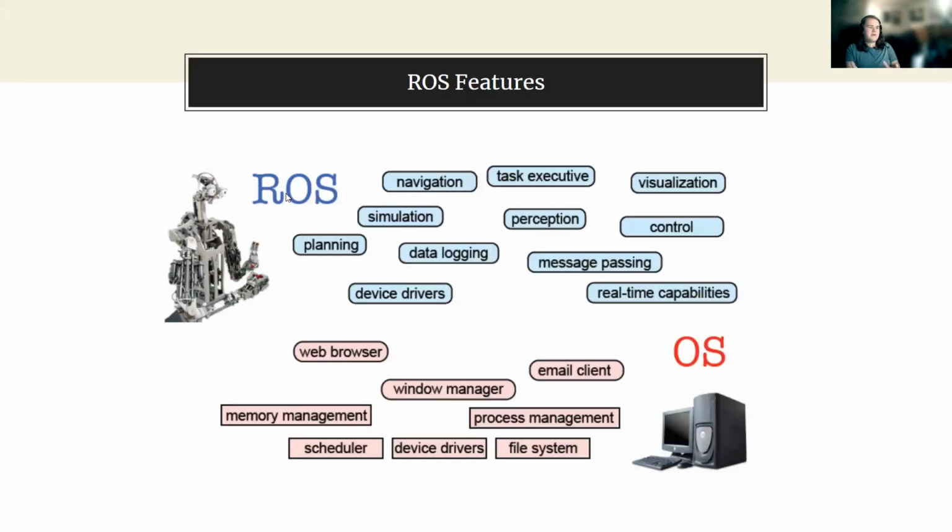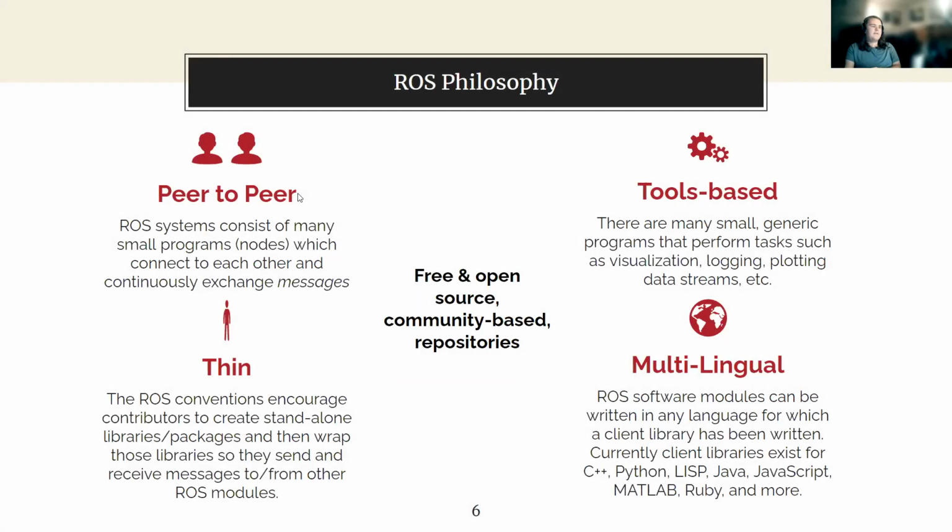Okay, so let's talk about the features of ROS, and this is the OS side. You can think of it as an analog to an OS. On top, you have navigation, task execution, simulation, perception, control, all these things that almost mirror what an OS does. You have your web browser, window manager, email client. Those are all things that you really need to be doing all the time on any computer, and your OS and the programs in it provide a simple way to do that without having to code it yourself every time.